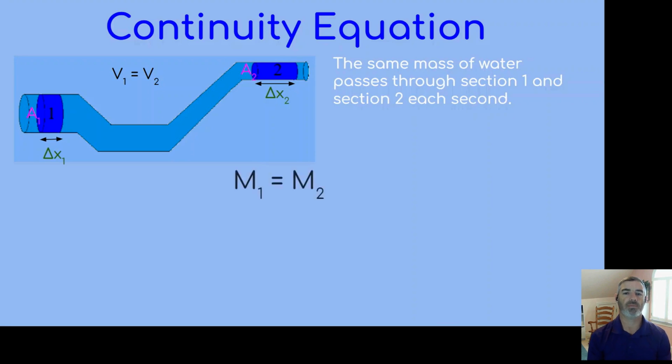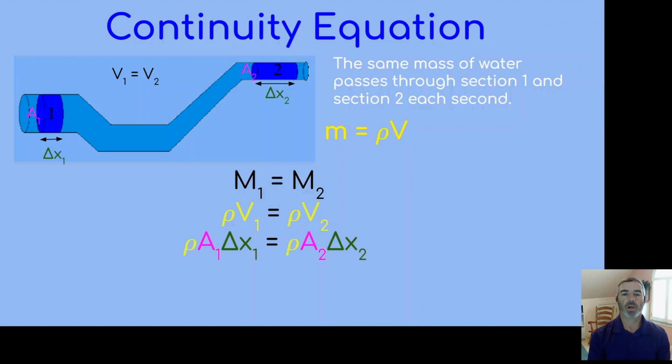Using conservation of mass, M1 is equal to M2. We also know that mass is equal to density times volume. So we can substitute in the density of the fluid times each of those volumes we're looking at, V1 and V2. We also know that the volume of a cylinder is the cross-sectional area times the length, which is A1 times delta x1 and A2 times delta x2, to substitute in the volumes.